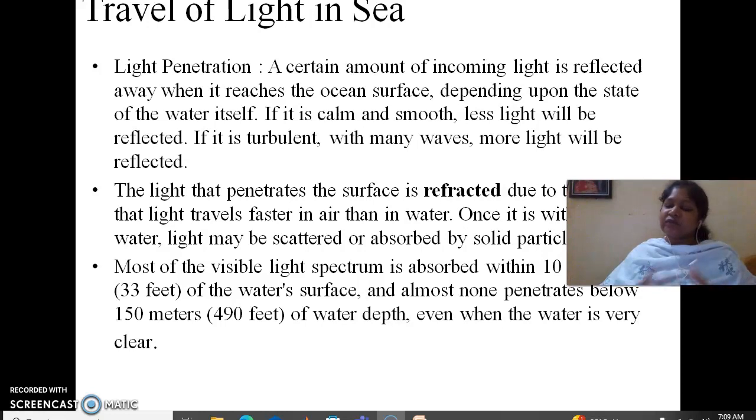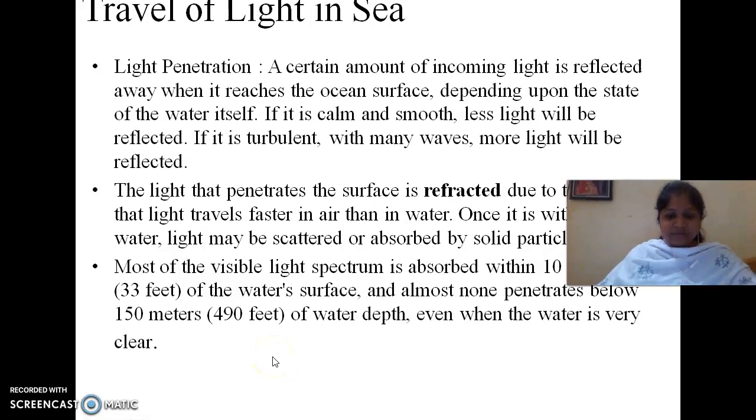So, what do we mean by light? Light is basically an electromagnetic wave consisting of different colors. Light consists of 7 colors. We can give the example of a rainbow. How does a rainbow come? After refraction of light from water particles, it is dispersed into 7 colors.